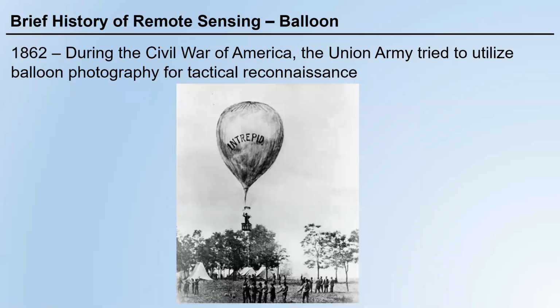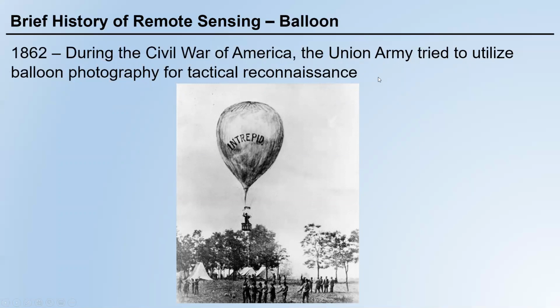So, history of remote sensing, here comes the interesting part. At the very beginning, people used kites, balloons, or even birds to do remote sensing to observe the ground from above. This is an image of a balloon called Intrepid. You can see there is a person here, right? So in 1862, during the Civil War of the US, the Union Army tried to utilize balloon photography for tactical reconnaissance, right?